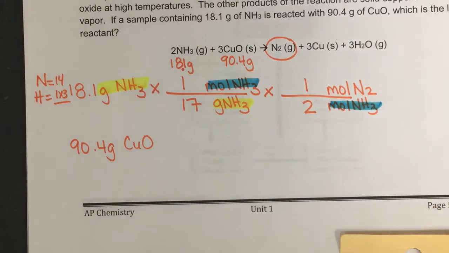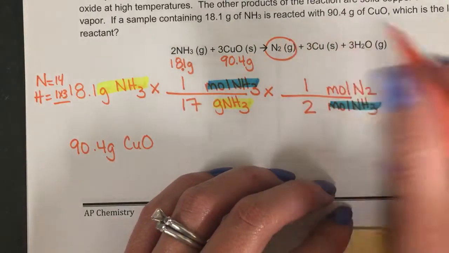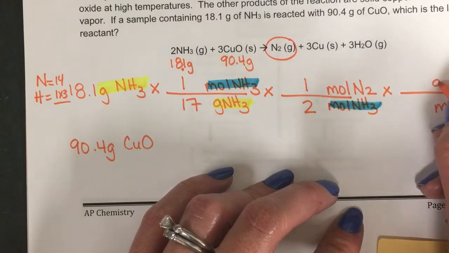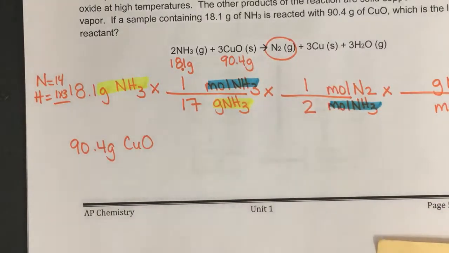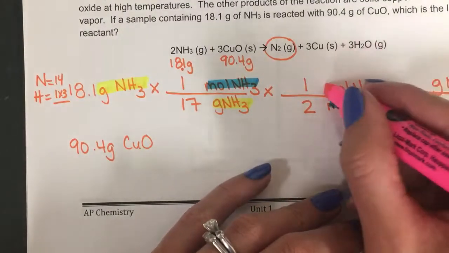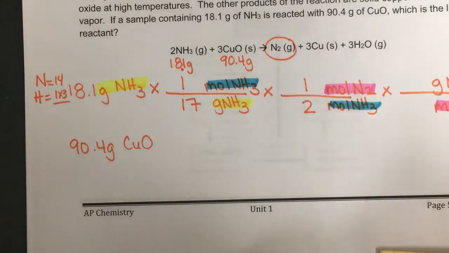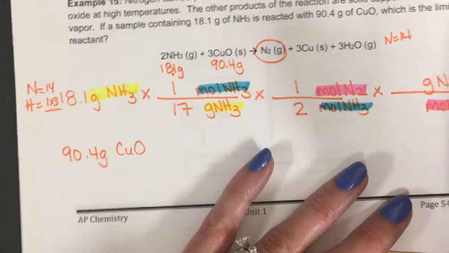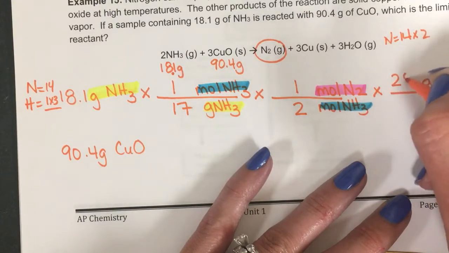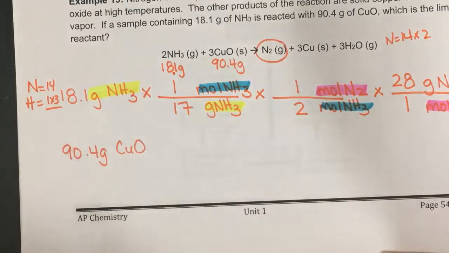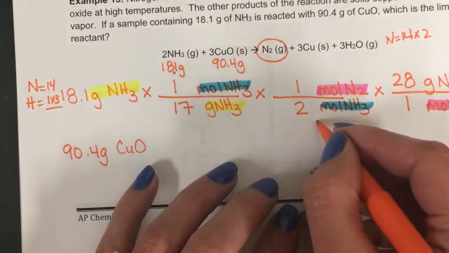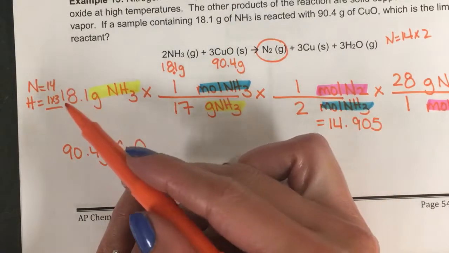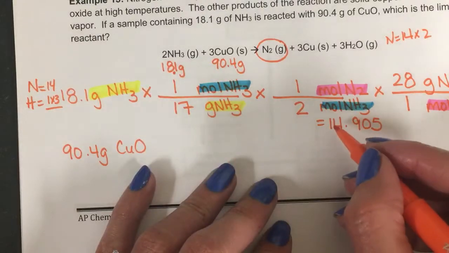Okay. Last step, I want to change moles to grams. So I want moles to go away. Change it into grams. Now remember, anytime I want grams, I look at the periodic table. I said nitrogen weighed 14. There are 2 of them. So 28 grams of nitrogen is equal to 1 mole. If I plug this into my calculator, I get 14.905. I started with 3 significant figures, so I keep 1, 2, 3.